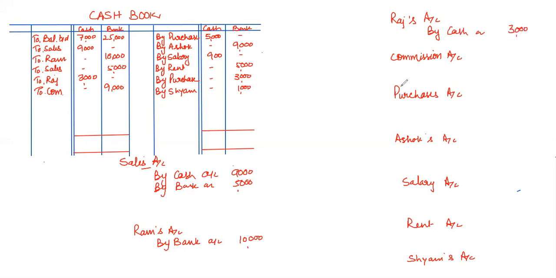And after that, you can see to commission is written 9,000 rupees. So convert this particular transaction into a journal entry. That will be bank account debit to commission. So in commission account, by bank account will come, rupees 9,000. Okay, so like this, we will write all the treatments in the ledger.